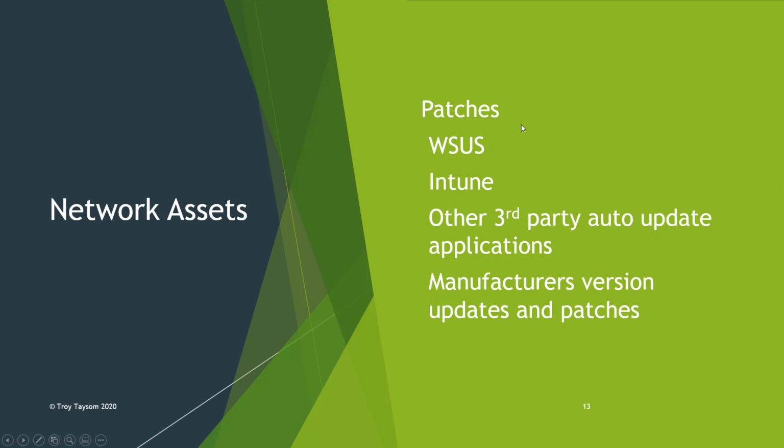Network assets. Okay, this is how you protect those. Patches, which will come from either the software manufacturer or hardware people. You can do patch management through SUSE, which is a Windows automated patching system. You can do it through Intune, which is also a Microsoft product. It has a patching system in it. It does a lot of other things, but right now it's run through Office 365. And then if you can find another third-party auto update for applications.